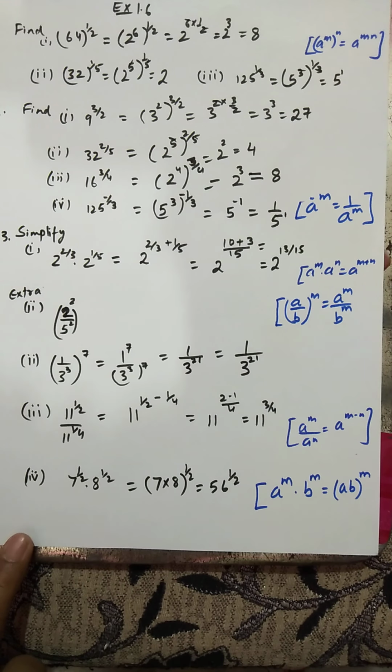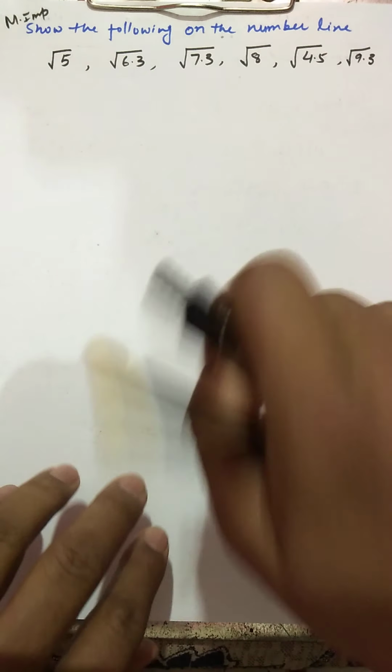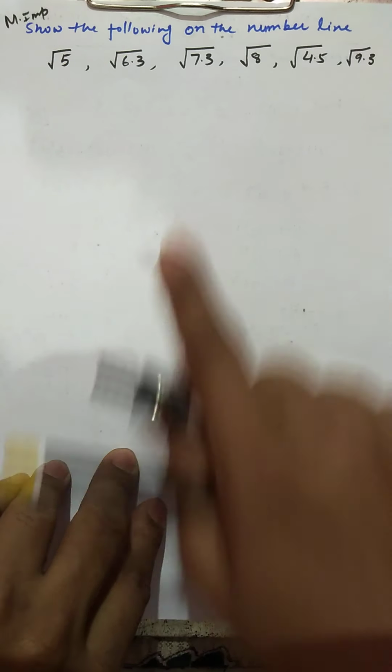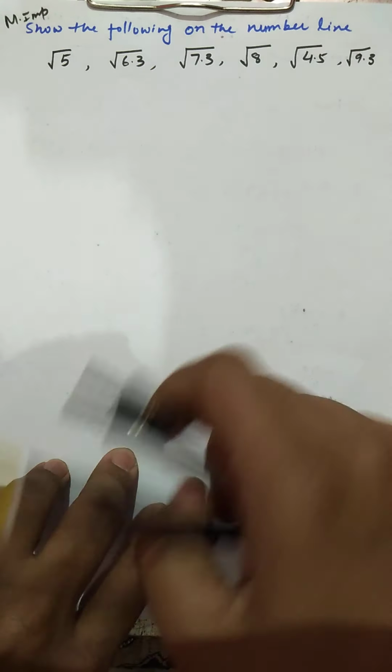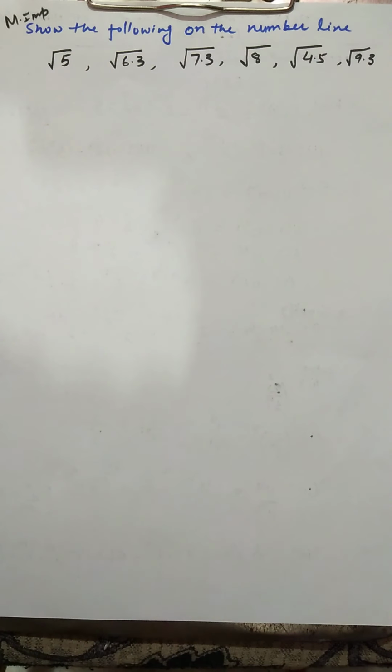Now we'll move to the representation of irrational numbers on the number line, and for that we need compass, scale, pencil, eraser. So I'm preparing for that. You also can take all the materials and do side by side with me. Now you can see I have written this question: show the following on the number line. These all are irrational numbers and we have to show them on the number line. This is the most important type of question that always comes in the exam.